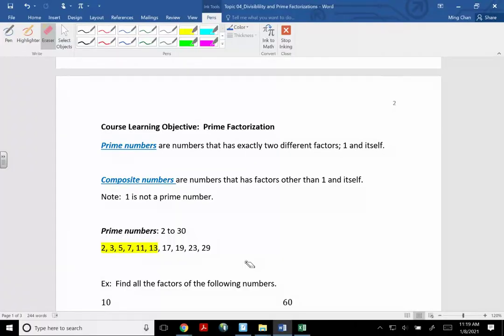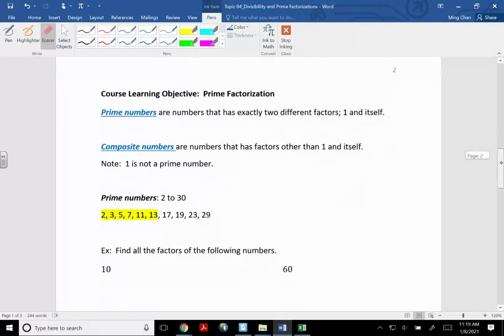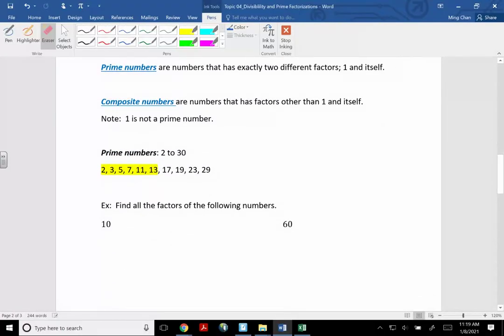All right. So, for example, find all the factors of the following numbers. These are not prime factors. These are all the factors. The way we do this is start with 1. Okay, 10. 10 is going to be 1 times 10.